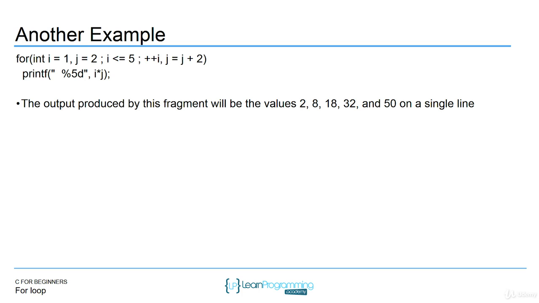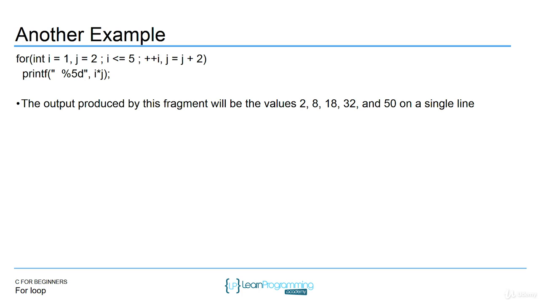And then the body of the loop just has a single statement, so we don't need the brackets. We're just printing out the values of i times j. So the output produced by this code is going to be the values 2, 8, 18, 32, and 50 on a single line. In the first iteration of the loop, i is going to be equal to 1, j is going to be equal to 2.